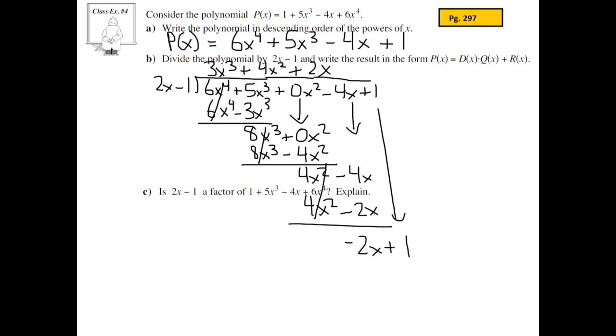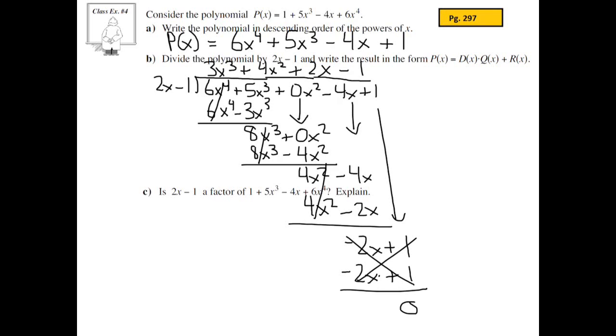And so negative 2x divided by 2x is going to be negative 1. And that's going to give us negative 2x. And negative 1 times negative 1 is going to be a positive 1. This cancels completely out, which is really cool. So you have a remainder of 0.